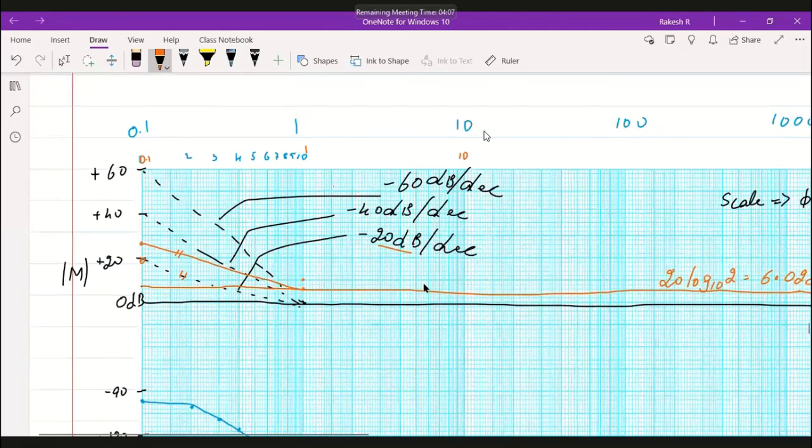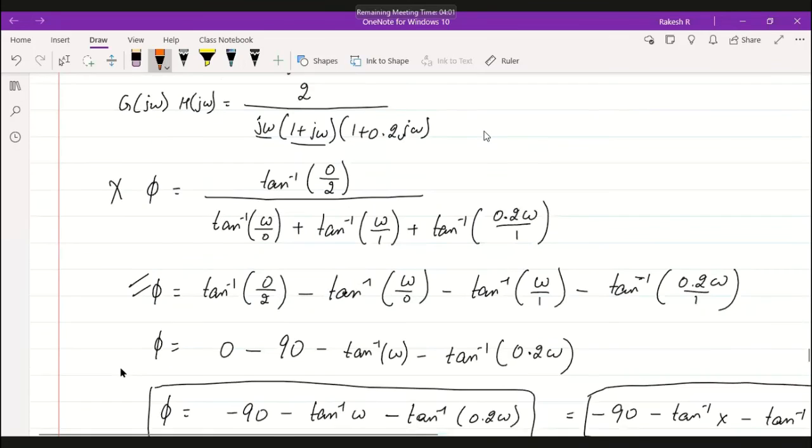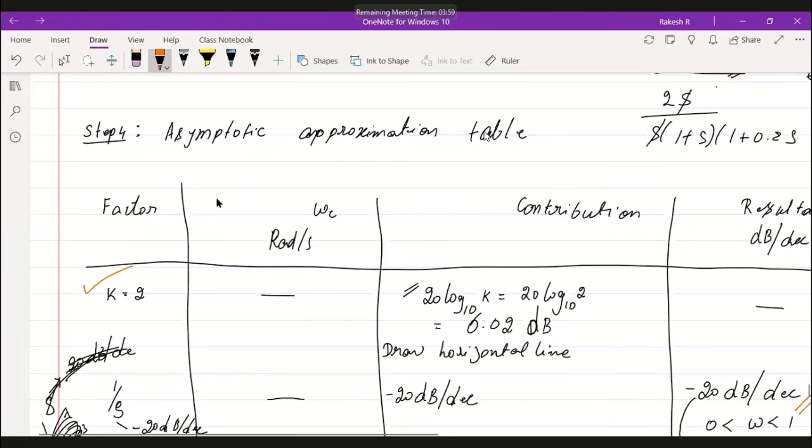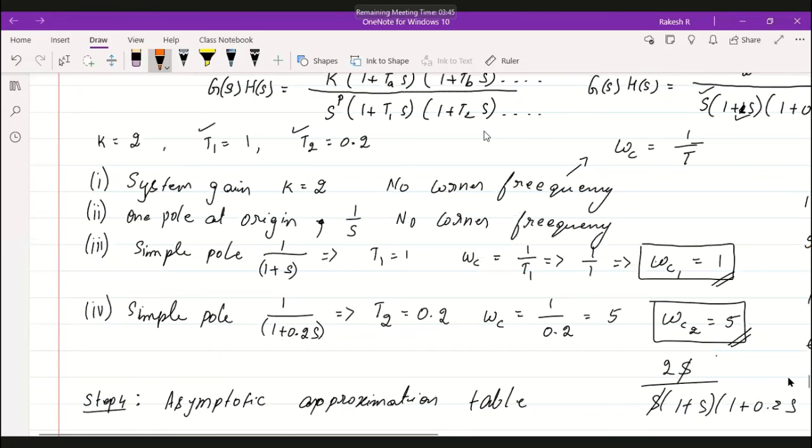See here. First we have done the factor K. K is done. Next we have done 1 divided by s, which is having minus 20 dB per decade. Next we need to do it for 1 divided by 1 plus s. That means it is minus 40 dB per decade, from 1 to 5 here.